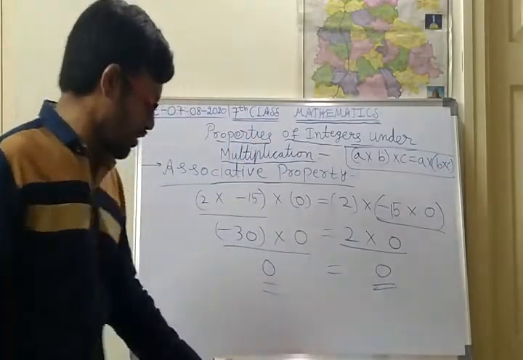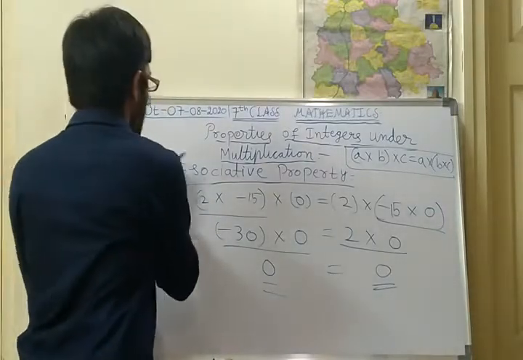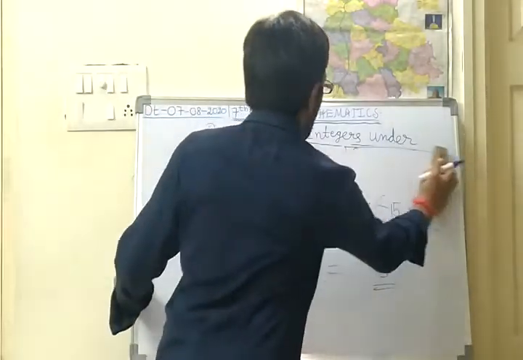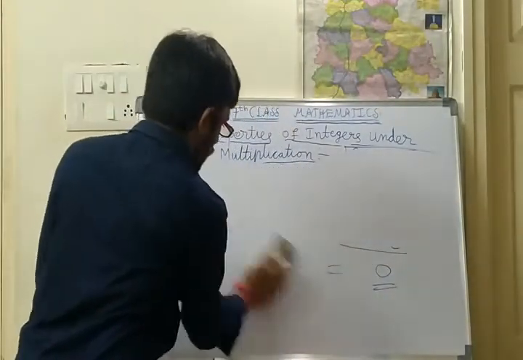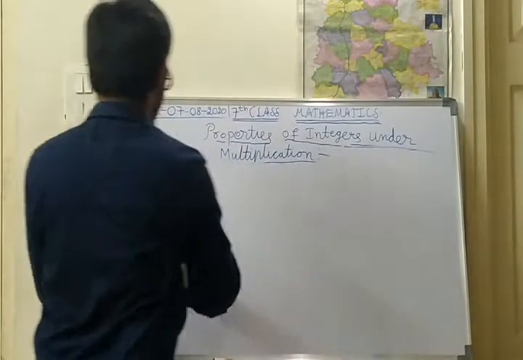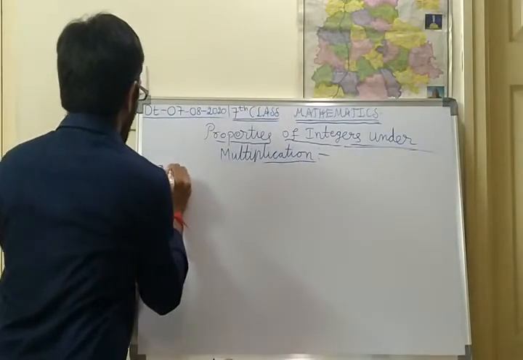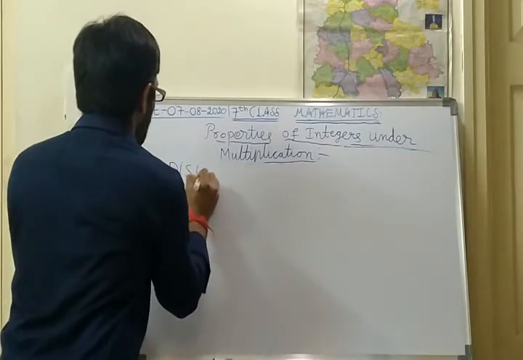Okay, so here, see, the next property is distributive property.